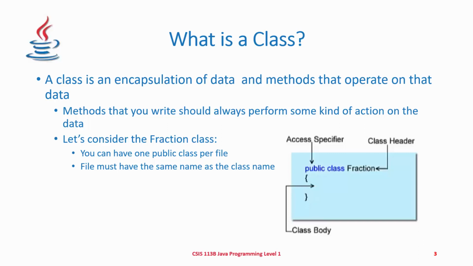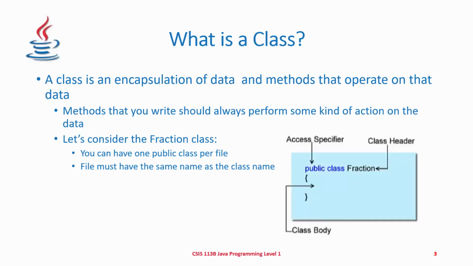Some of the keys you want to be aware of at this point in time: you can only have one public class per file, and the file must have the same name as the class name. So in the example here, where we're creating the fraction class, we would have a fraction.java file that would contain the source code for that class. And you can see logistically there that we have an access specifier, or access modifier it's also called, of public, which is generally what you're going to use. We'll talk a little bit more about public, private, and protected here in just a moment.